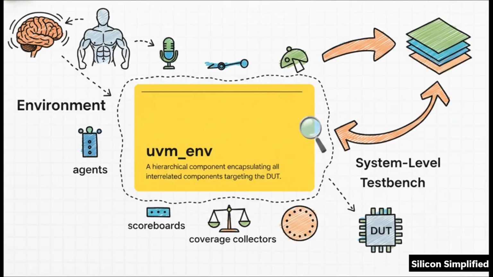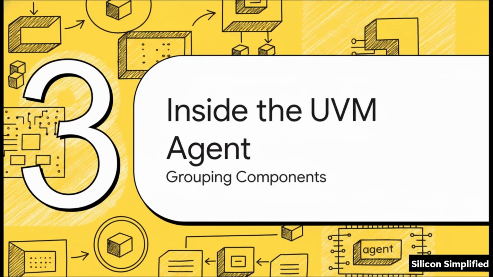Stepping one layer down, we find the UVM env, or environment. If the test is the brain, think of the environment as the body. It's our main structural container. It holds all our interrelated components, our agents, our scoreboards, our coverage collectors, all together in one logical place. By encapsulating everything targeting your design under test within this single environment block, you can just pick up this entire environment and drop it inside an even larger system-level testbench later on. It's brilliant for reuse.